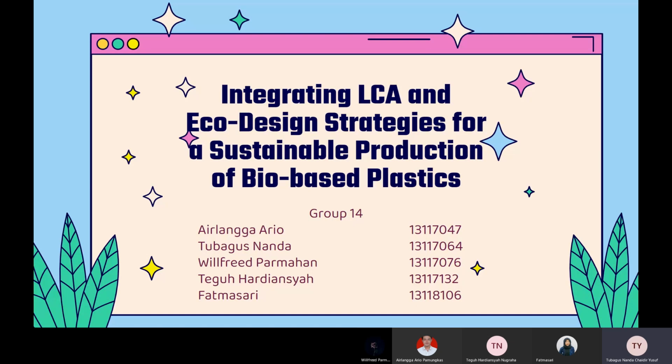Today, we are going to give you a summary of a paper titled Integrating Life Cycle Assessment and Eco-Design Strategies for a Sustainable Production of Bio-Based Plastics by Venkateswaran Venkatachalam et al. But before we tell you more about this paper, it is important to know the definition of LCA and eco-design.